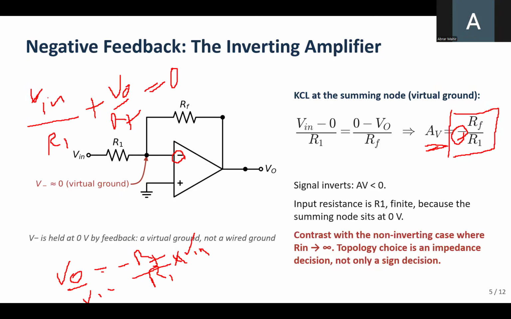So it means that if we have an input voltage like this, the output will look something like this, with an inverted phase. That's why we use the negative sign here. All right, let's move on to the next slide.